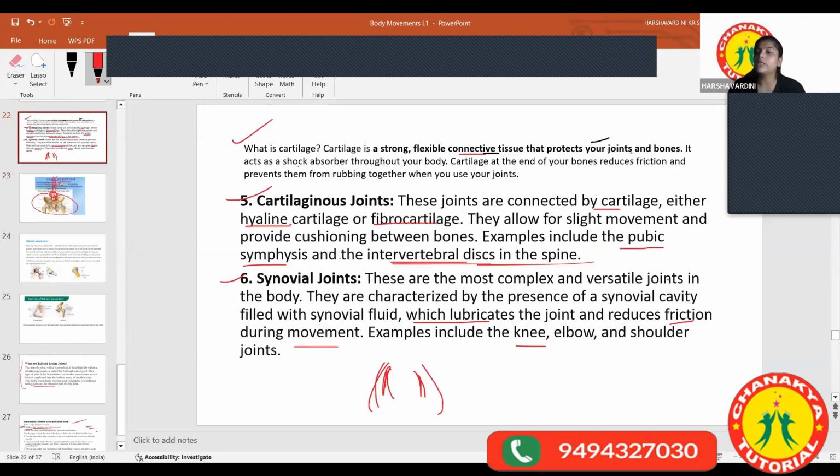These are the most complex and versatile joints in the body. They are characterized by the presence of a synovial cavity filled with synovial fluid. So wherever you can say, like here also you have a synovial joint. You have a synovial joint.